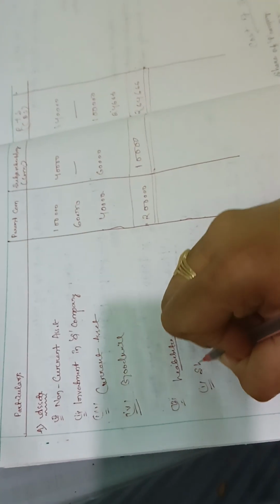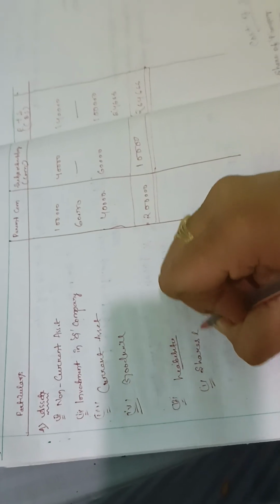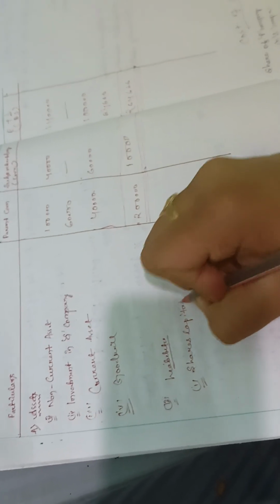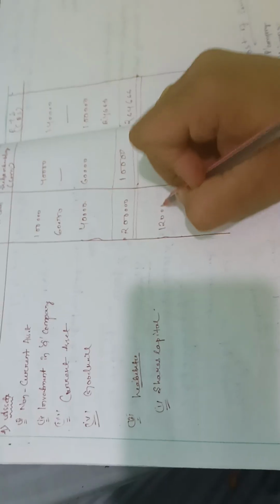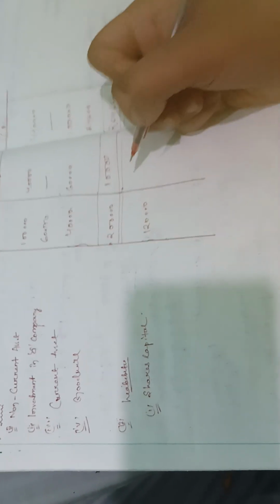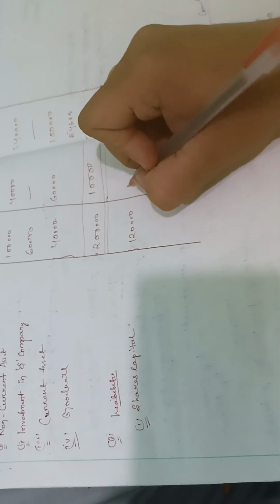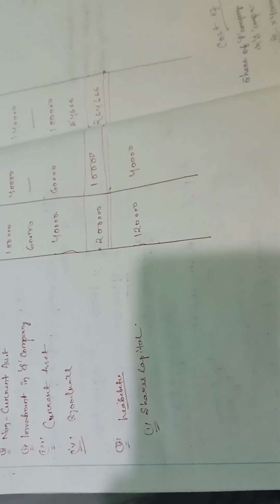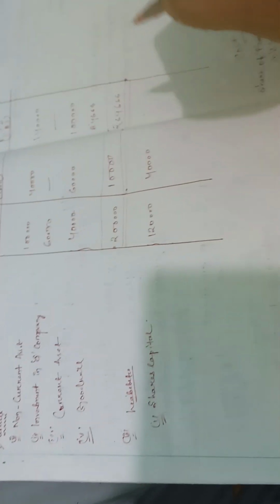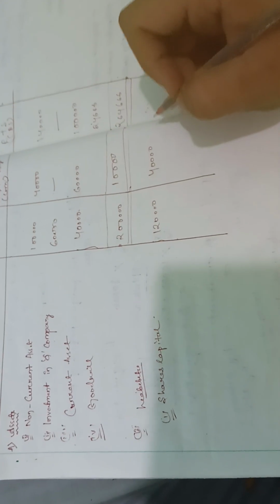Liability side, whatever is given, equity share capital or share capital. Remember that the equity share capital of the parent company will be taken over. Equity share capital of the parent company will only be taken over, but the subsidiary company's will not be taken over to the consolidated balance sheet. This is the consolidated balance sheet.